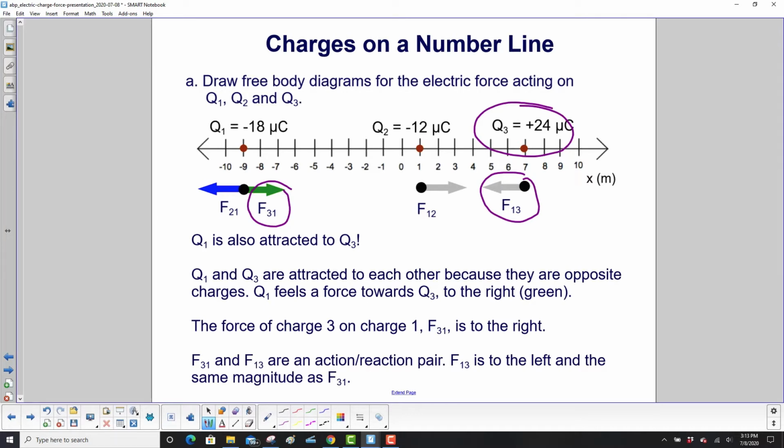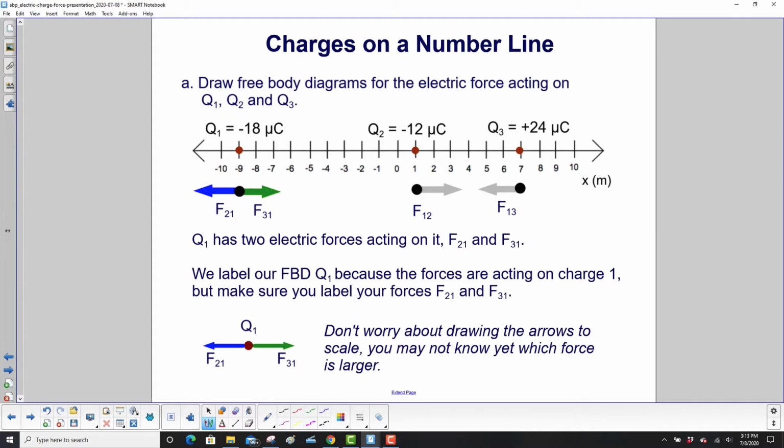Do not worry at all about the sizes of these vectors. We have no idea what's going to turn out yet, so just draw them equal. Not a big deal. The direction is key, however. So Q1 has 2 electric forces acting on it, F21 due to charge 2 and F31 due to charge 3. We'll label that free body diagram Q1 because the forces are acting on charge 1. And we also have to label the forces, which I think we've already done in the previous 2 slides, so we're good.